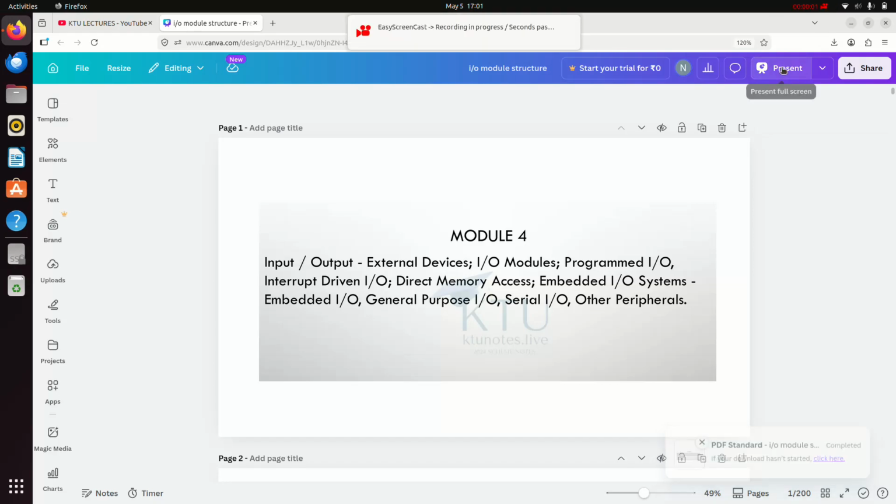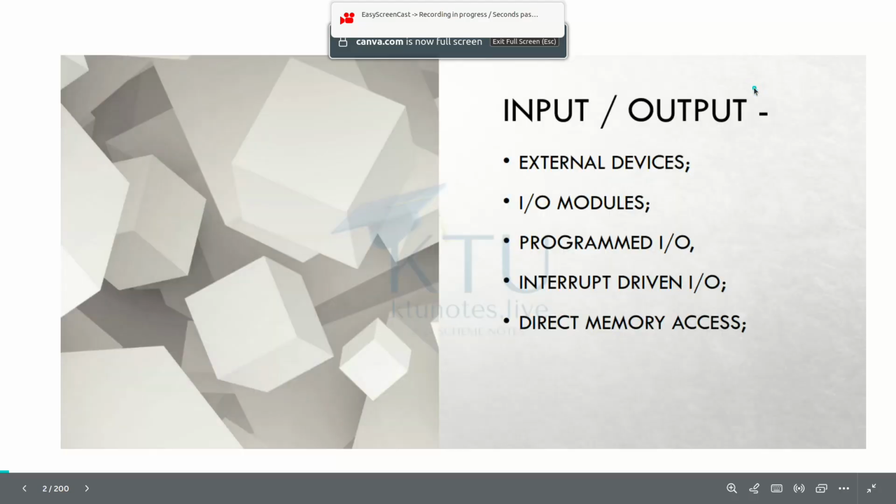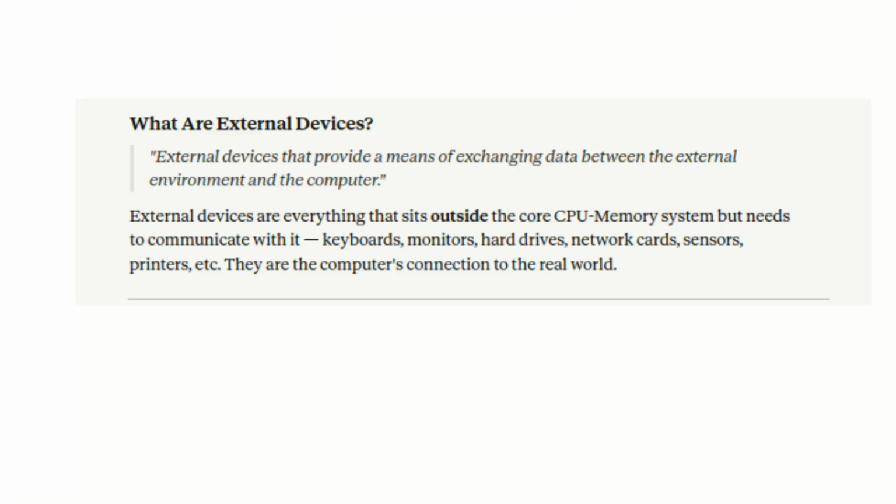Here we are going to revise module 4. So the first thing that we have to understand from module 4 is what are external devices. External devices provide a means of exchanging data between our external environment and the computer. The computer contains the CPU and the memory system. In order for this computer to communicate with the real world, the external environment, what is required?